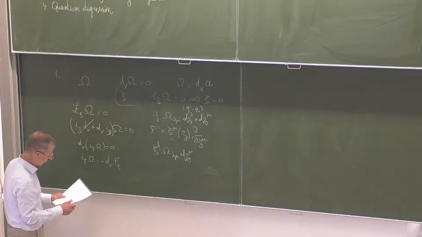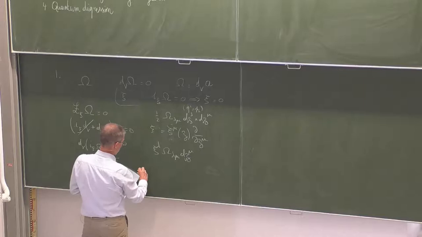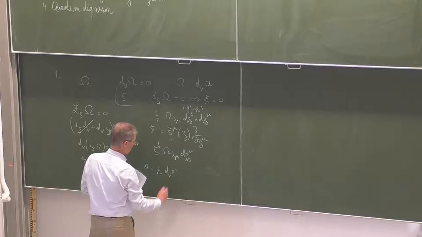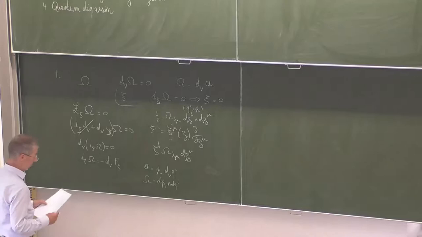So let me take the example of standard classical mechanics with q^i and p_i. Then the standard two-form would derive from the kinetic term in the action, which defines the one-form p_i dq^i. That's the one-form. And then omega is just dp_i dq^i, the canonical symplectic form. As you see, I'm using Darboux coordinates.